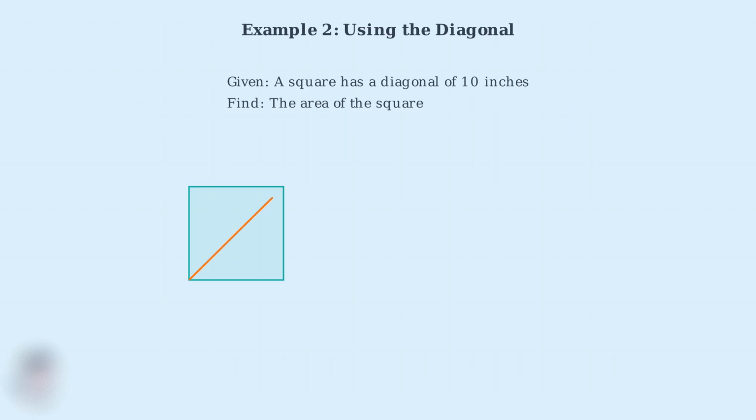information. Now we'll work through our second example, where we need to find the area of a square when we're given the length of its diagonal. Here's our problem. We have a square with a diagonal that measures 10 inches, and we need to find the area of this square. Here's our square. The diagonal is the line that connects two opposite corners, and in this case it measures 10 inches. Remember, when we know the diagonal of a square, we use the formula area equals d squared divided by 2.